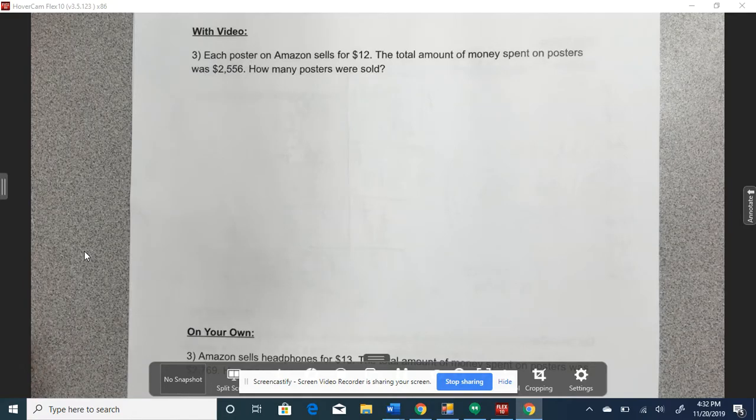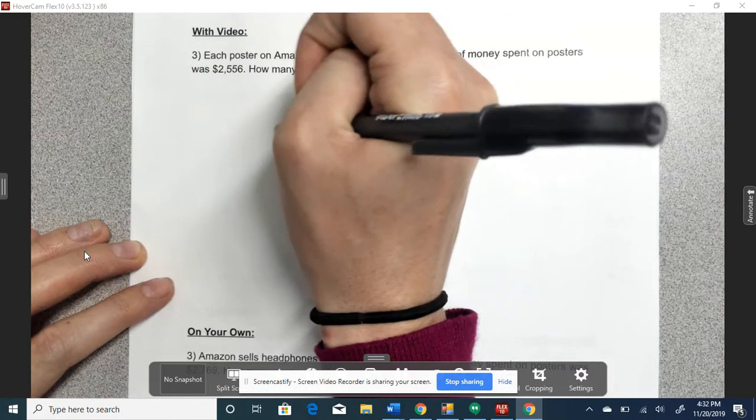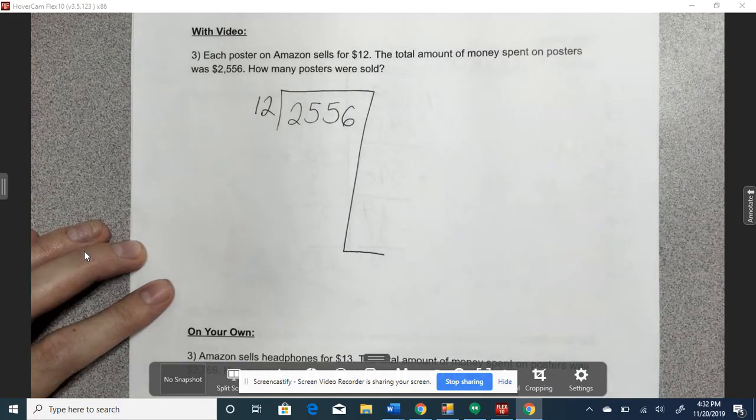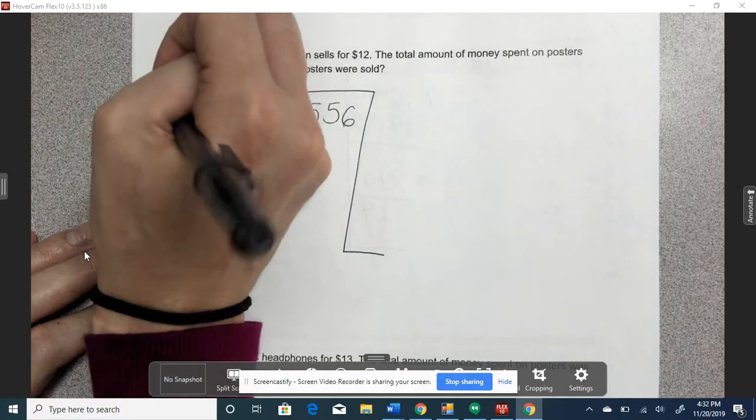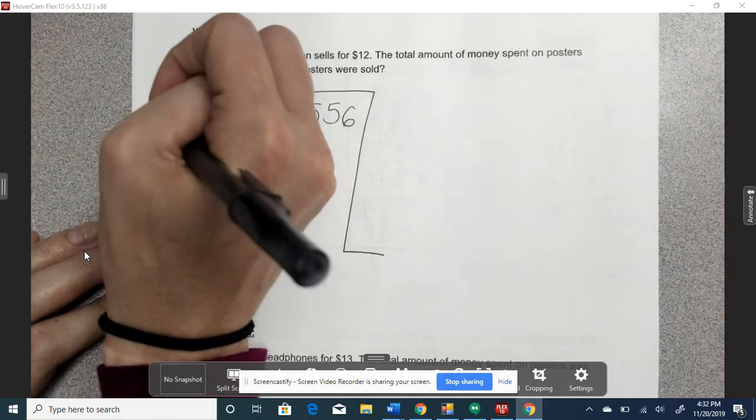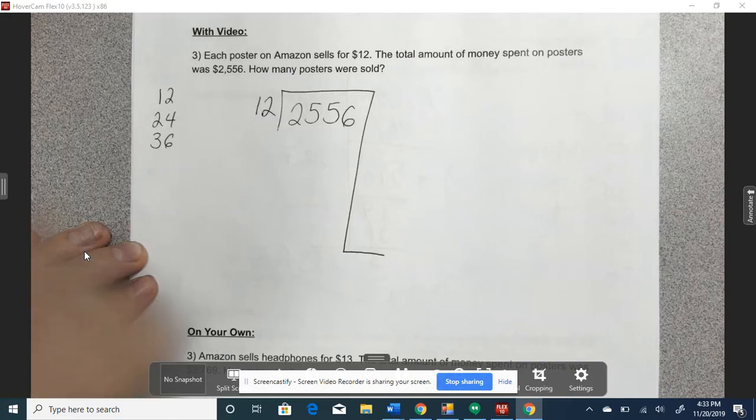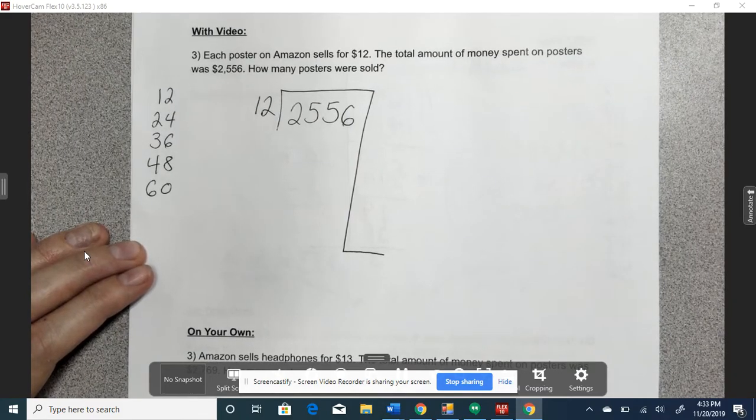Well, I know I'm dividing, so I'm going to set up my problem, 2,556, and I'm going to divide by 12. 12 is a pretty big divisor, so I'm going to write my multiples to the left. I know 12 times 1 is 12. 12 times 2 is 24. 12 times 3 is 36. 12 times 4 is 48. And 12 times 5 is 60. I can stop here, and if I need to add more multiples on, I can later.